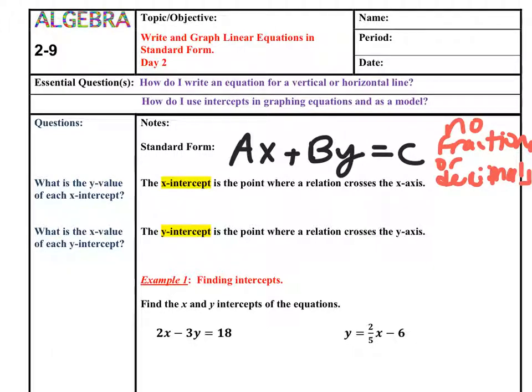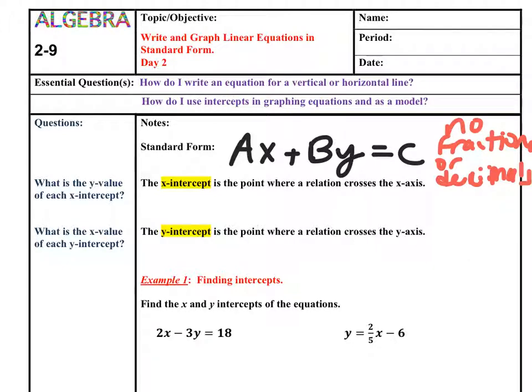An x-intercept is the point where a relation crosses the x-axis. I said relation because it's not always going to be linear. You could have quadratics or exponentials. We'll talk about that more. But wherever the thing you're graphing crosses the x-axis, it's called an x-intercept.